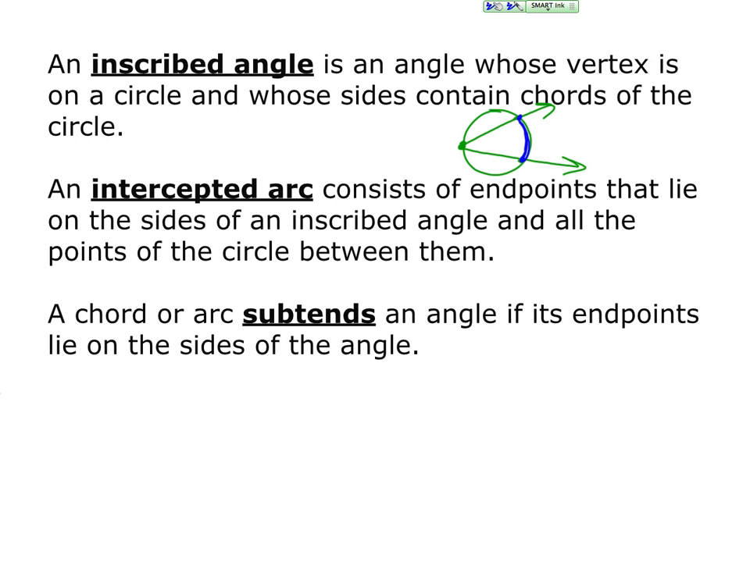Then a word that your book uses that I don't use too often: a chord or an arc subtends an angle if its endpoints lie right on the angle. So if you have a chord, and that chord has the endpoints right on the angle, you would say this chord subtends the angle, or the arc subtends the angle. So kind of like it matches up, it has the same endpoints on the circle.